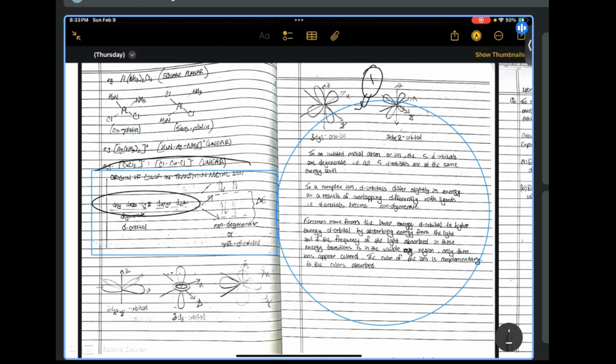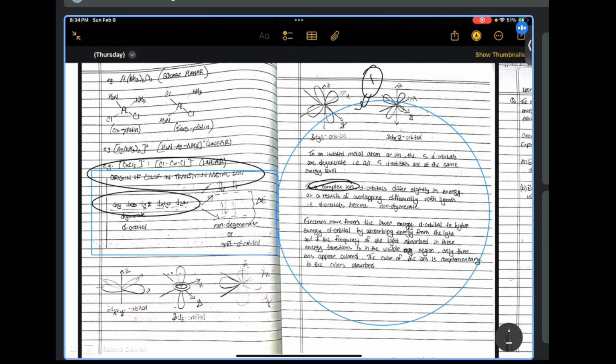This is the origin of color in transition metal ions. We have seen the origin of color, right? So how does the origin of color come? In an isolated metal atom, the d orbitals are degenerate. The 5 d orbitals, all of them, are degenerate. But when they enter a complex ion, the d orbitals differ slightly in energy levels. Why do they differ? Because of overlapping differently with ligands. Now the d orbitals overlap with the ligands differently.